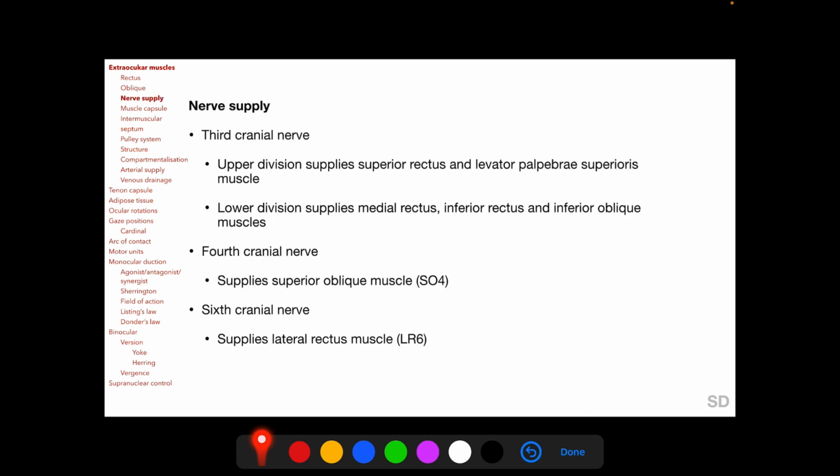As we have discussed in the section on neuro-ophthalmology, the upper division of the third cranial nerve supplies the superior rectus and the levator palpebrae superioris muscle, and the lower division of the third cranial nerve supplies the medial rectus, the inferior rectus and the inferior oblique muscle. The fourth cranial nerve supplies the superior oblique muscle, for which we have a very popular mnemonic SO4, and the sixth cranial nerve supplies the lateral rectus muscle, for which we also have a very popular mnemonic LR6.